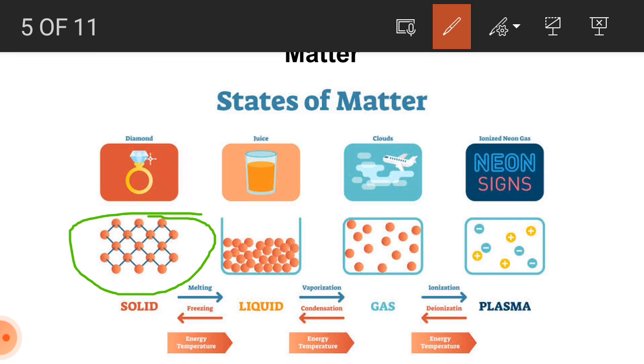A solid is converted into liquid by the process of melting, and a liquid is converted back to solid by the process of freezing.